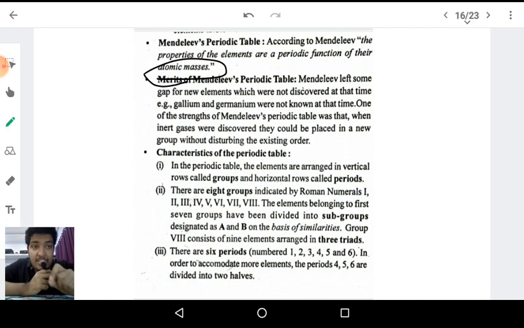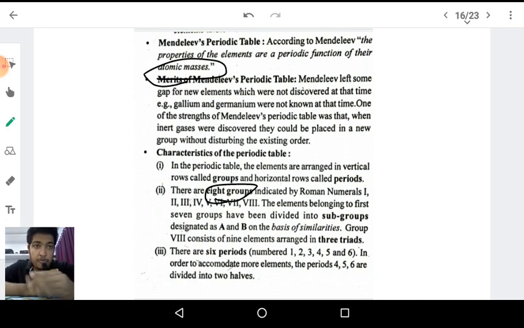There are 8 groups according to Mendeleev. There are 8 different groups that are named as 1, 2, 3, 4, 5, 6, 7 and 8. The elements which belong to the first 7 groups have been divided into subgroups which are designated as A and B on the basis of similarities. Group 8 consists of 9 elements which were arranged in 3 triads. So these were the characteristics of the groups.